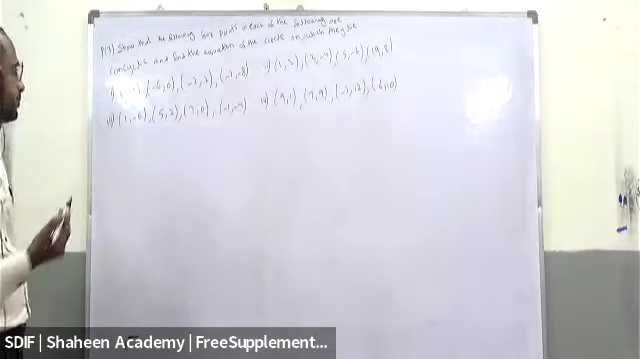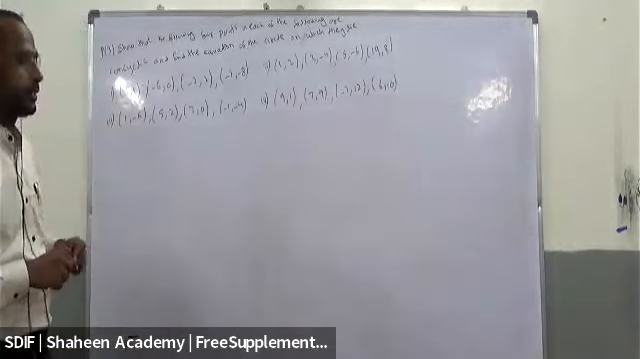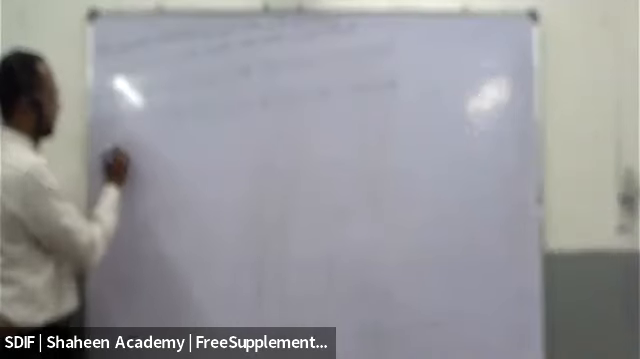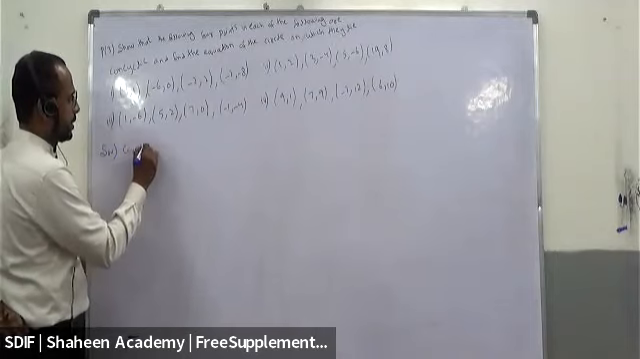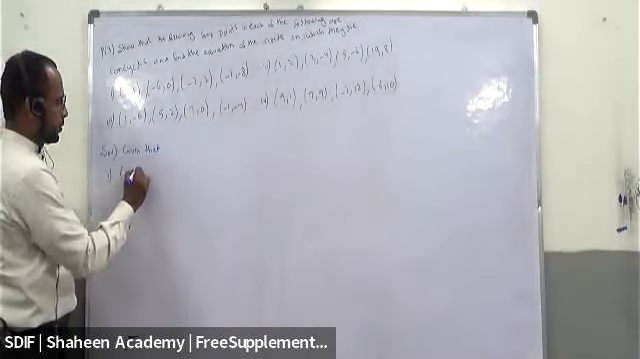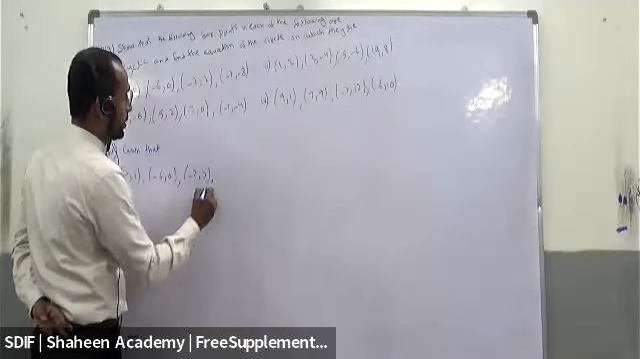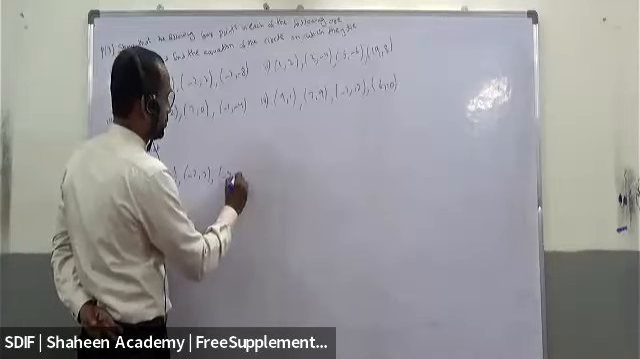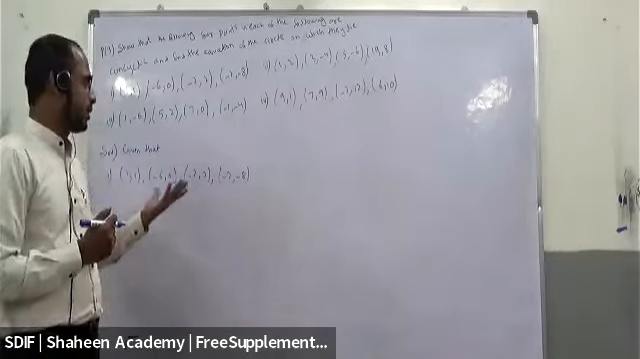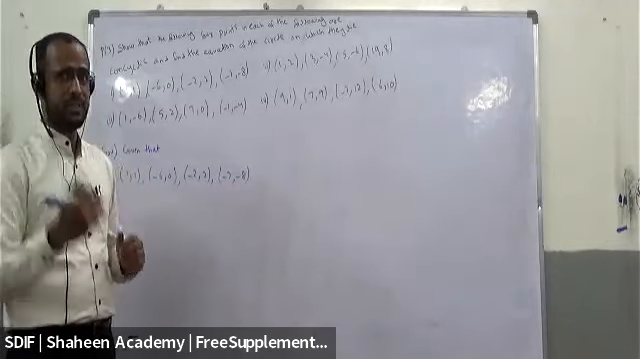See here how to do the solution. Given that the points are 1, 1; minus 6, 0; minus 2, 2; and minus 2, minus 8. These are the points given to us. Again, we have to find the equation of the circle. For that, we need to write the general equation of a circle.